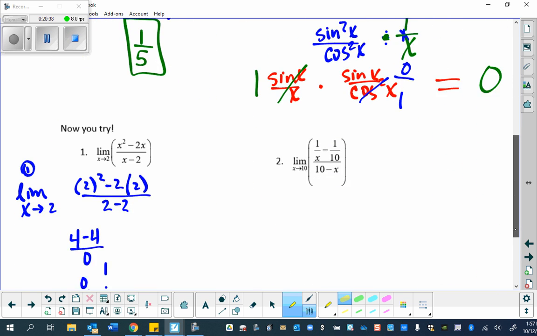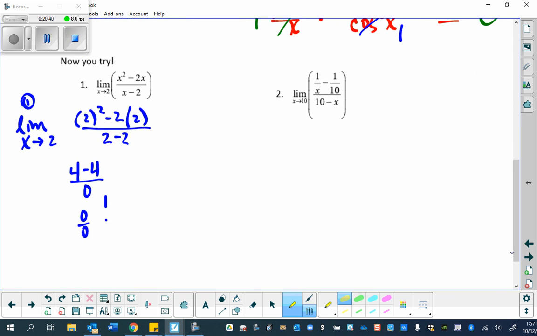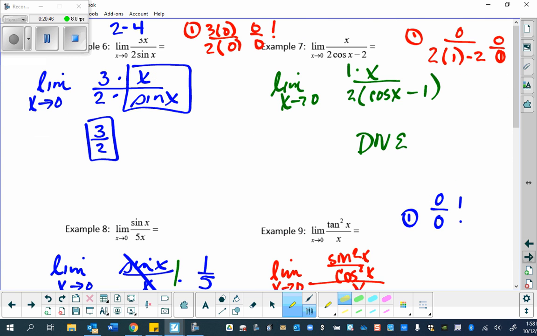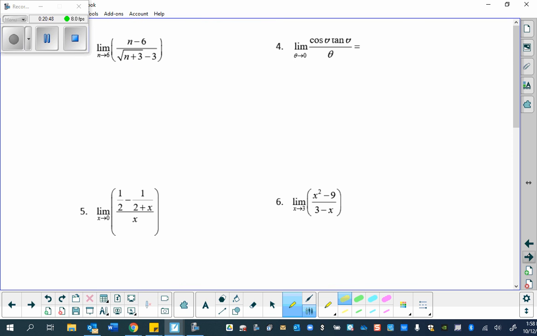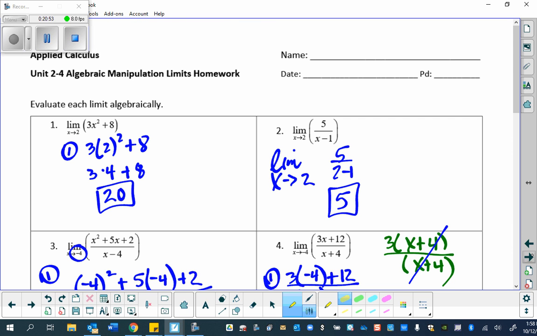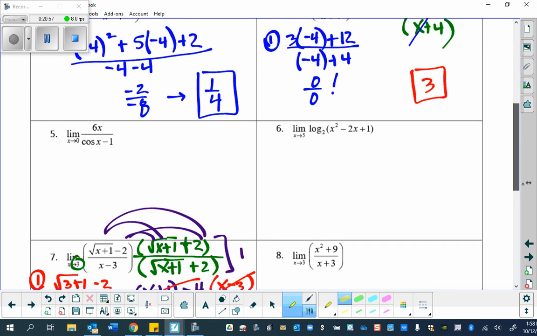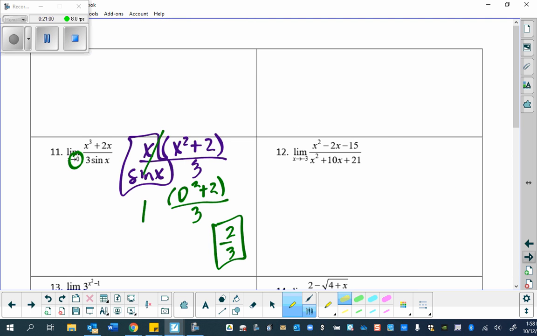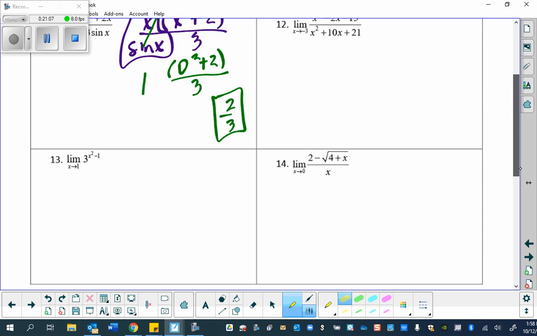Using our trig to evaluate. Any questions on this homework that we had, or I believe this was classwork? Because your homework was here. Algebraically calculating. If you want to see any of these, let me know. I'll be glad to show you what you need to see.